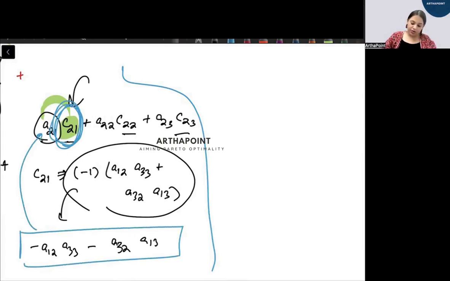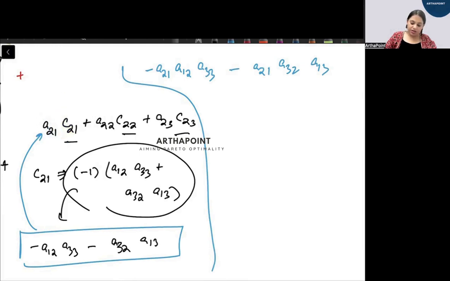And I have to multiply it with A21. So I'll get minus A21 A12 A33 minus A21 A32 A13. अच्छा, अब एक इंटरेस्टिंग बात ये है कि from the first element when I opened this one, जब मैंने इसको ओपन अप किया, I got 2 elements.